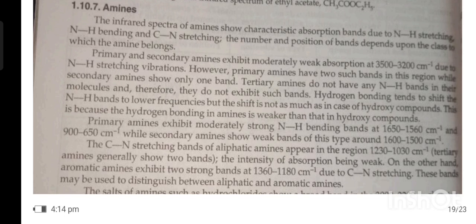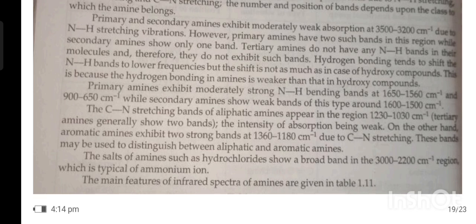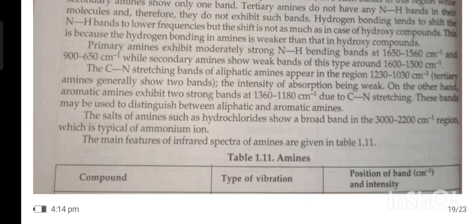The CN stretching band of aliphatic amines appears in the region 1230 to 1030 centimeter inverse, the intensity of absorption being weak. On the other hand, aromatic amines exhibit two strong bands at 1360 to 1180 centimeter inverse due to CN bond stretching. These bands may be used to distinguish between aliphatic and aromatic amines. The salt of amine such as hydrochloride shows a broad band in the 3000 to 2200 centimeter inverse region, which is typical of the ammonium ion. The main features of infrared spectra of amines are given in table 1.11.